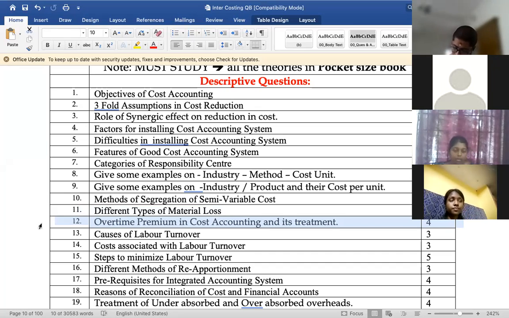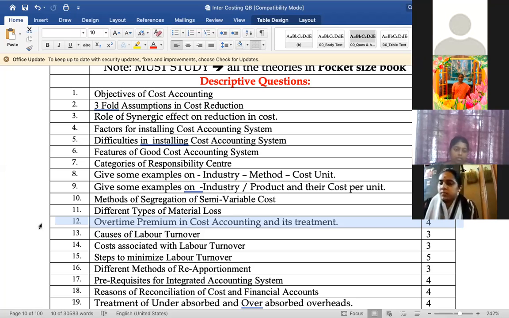Take the question and answer. Overtime premium as per the Indian Factories Act, 1948.